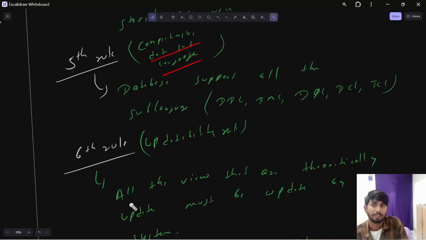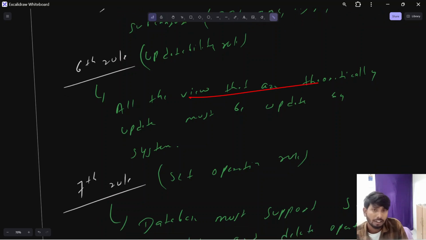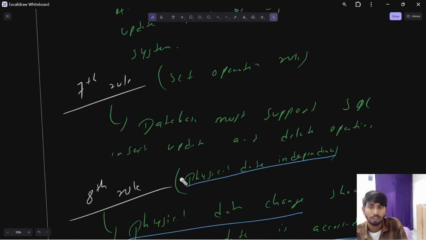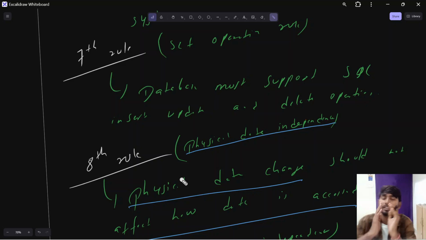Next, comprehensive data sublanguage supports SQL sublanguages like DML, DCL, DQL, DDL, TCL. Next, updatability: all the view data that is theoretically changeable should be changed by the system. Next, set operation rule: the database must support the SQL insert, update, and delete operations. That means it is completely about the relational database: it supports the SQL sublanguage and stores data in tabular format.